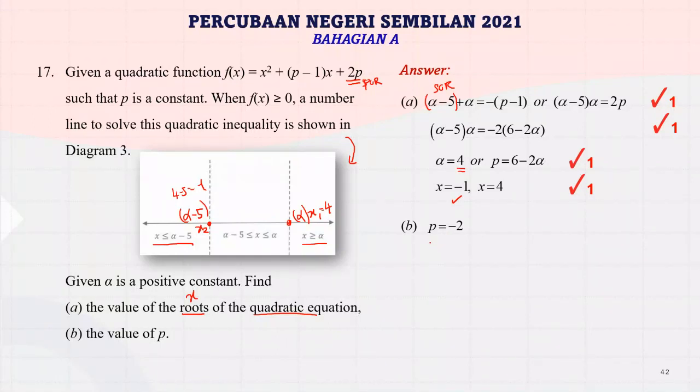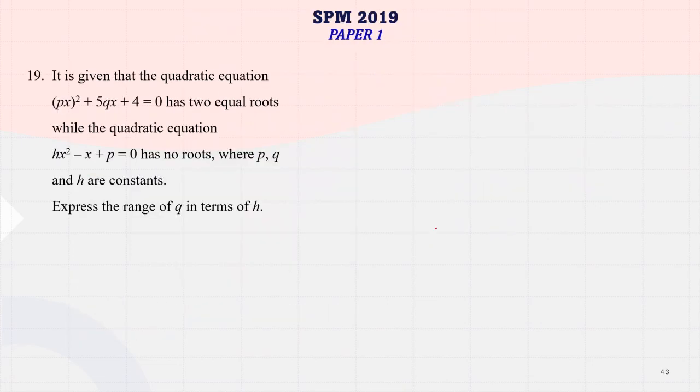Next one. Number 19. Only type. It is given that the quadratic equation p²x² plus 5qx plus 4 has 2 equal roots. Okay, this other one has no roots, quadratic equation. But when talking about 2 equal roots, we play with the discriminant.